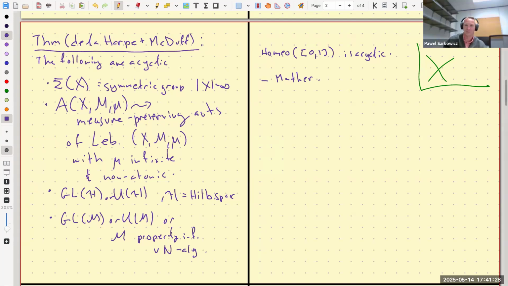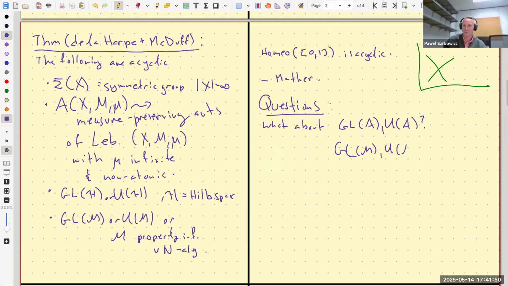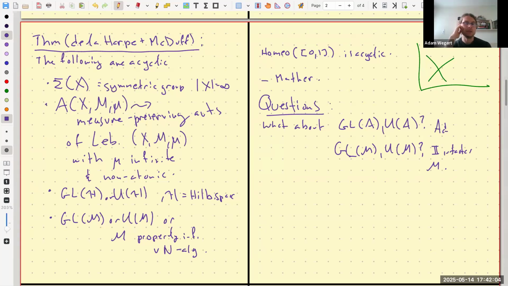But yeah, there's this result of Mather. I didn't write this one down. Anyway, questions pop up: what about GL(A), U(A) for invertibles or unitaries in a C-star algebra, and also GL(M), U(M)? This is the von Neumann analog of the question that was just asked, for a II-1 factor. Do you expect the same answer for any possible II-1 factors, since there are plenty of them? The space is very rich. So yeah, I have no idea. It's still open.